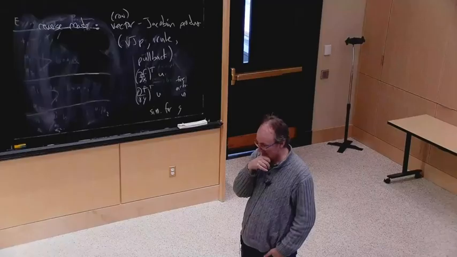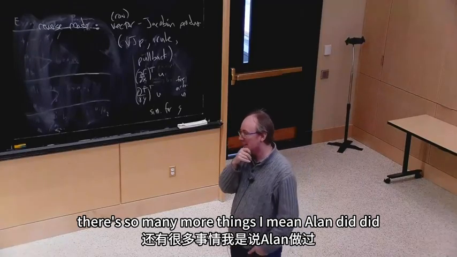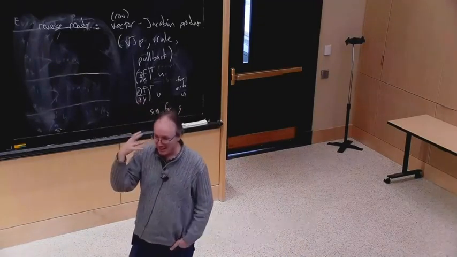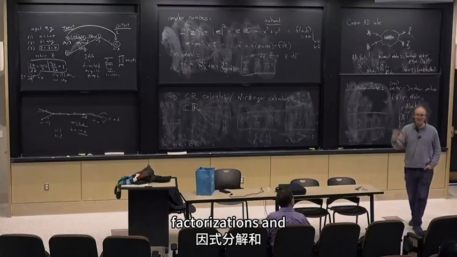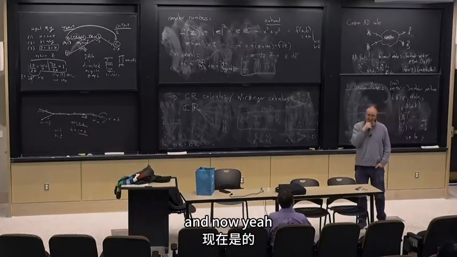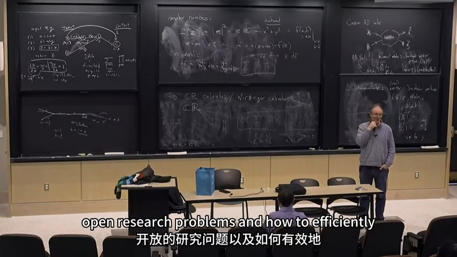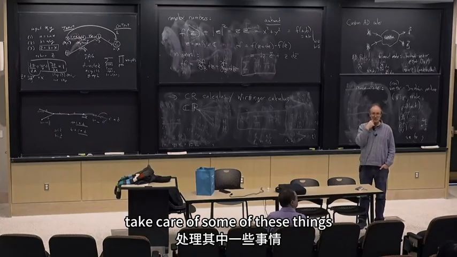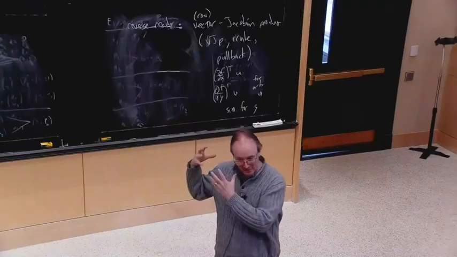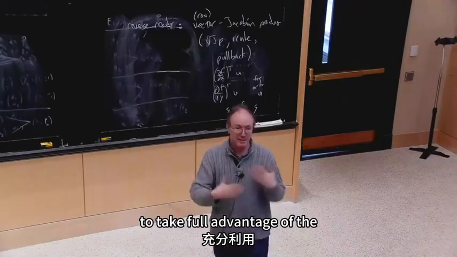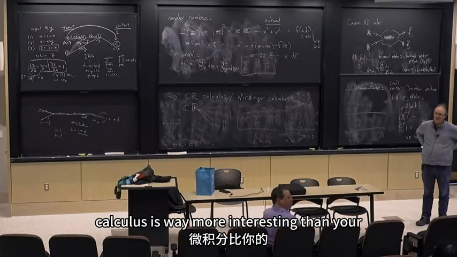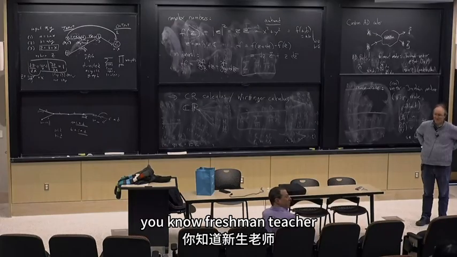Yeah, there's so many more things. Alan did a little bit on derivatives of eigenvalues and so forth, but there are whole papers on how you differentiate different matrix factorizations. I wrote chapters about this 20 years ago, but I never did anything with those chapters. And now everybody's discovering them. There are still open research problems in how to efficiently take care of some of these things, especially if some of the terms are sparse, and how you track that information through the process to take full advantage of the structure of the matrix. But hopefully you now realize that calculus is way more interesting than your freshman teacher had you believe.